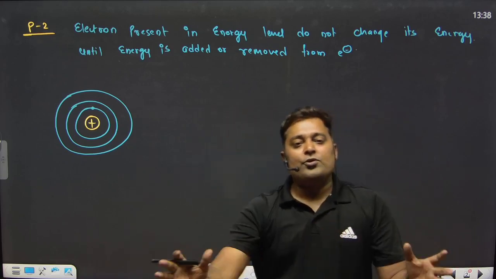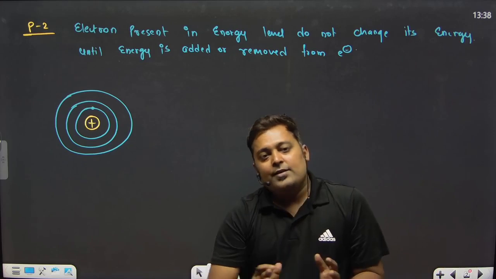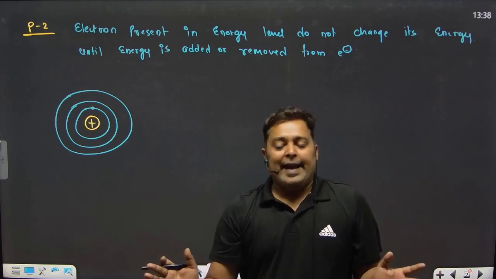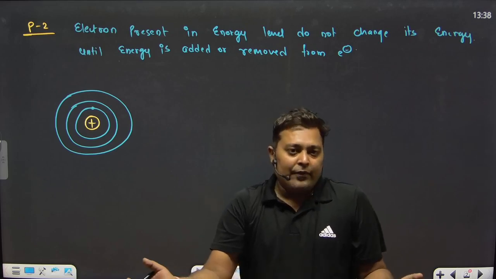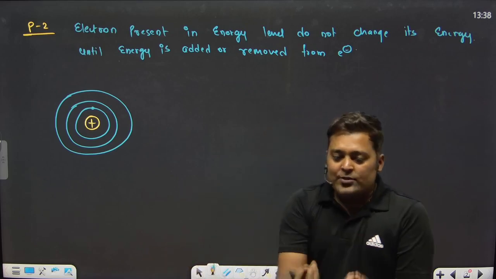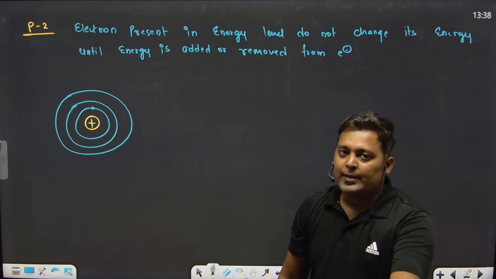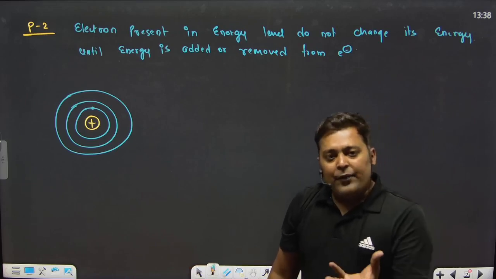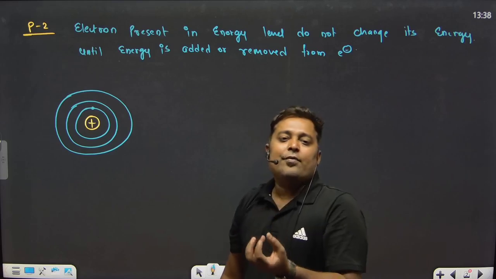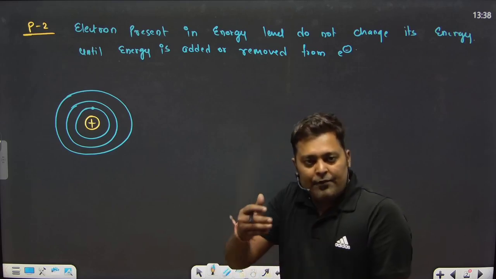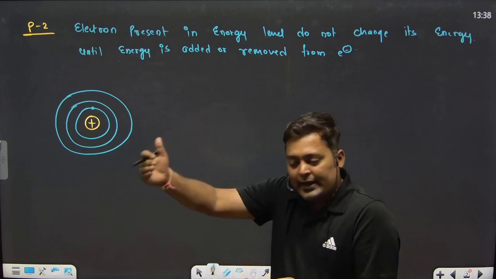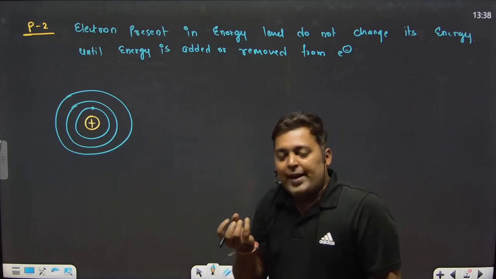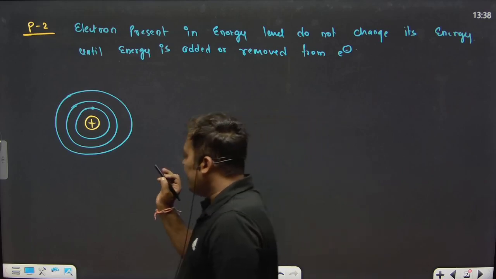So what is the meaning of the second postulate? The meaning is very simple. The electron's energy is going to remain constant. Its energy is not going to change by itself. If we provide any energy to the electron, then definitely the energy of the electron is going to increase. If we withdraw energy from the electron, then its energy is going to decrease.